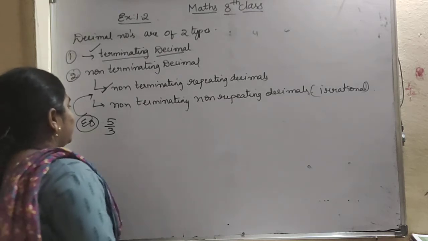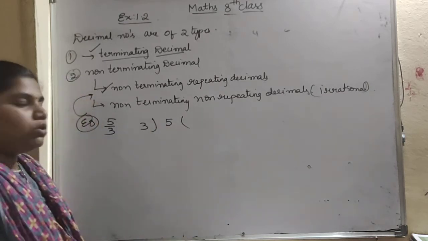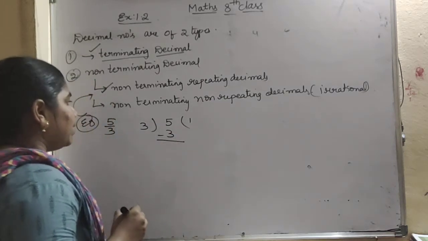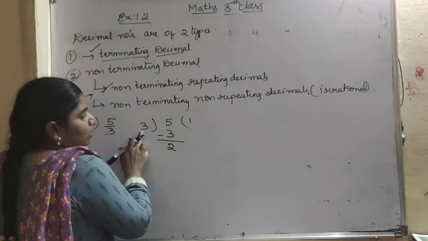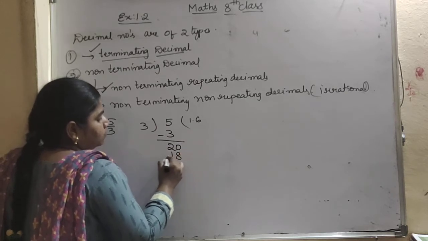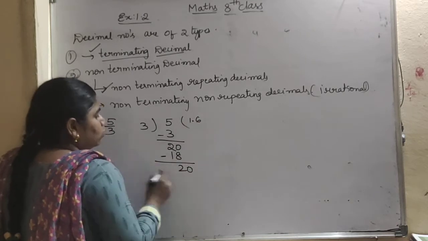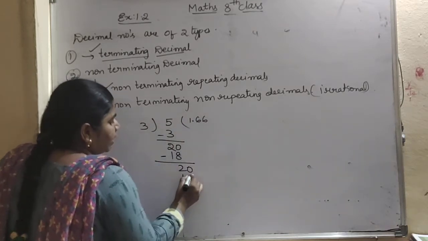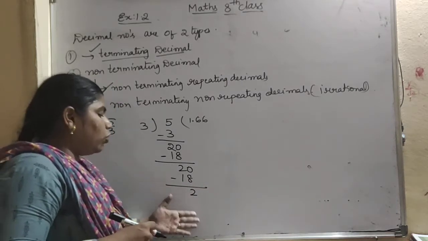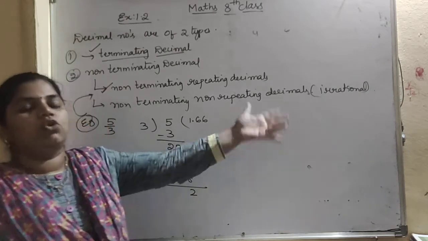Okay, so we have to divide 5 by 3 now. 3 times 1 will be 3. If you subtract this, 5 minus 3 will be 2. 2 is a smaller number than 3, so 0.0. So 3 times 6 will be 18. If you subtract this, again you will get 2. Again 0.0. 3 times 6 will be 18 again. So you will get 2 again. So the value will keep on repeating. You are not getting any remainder as 0, and here the values are repeating. The 6 is repeating so many times.